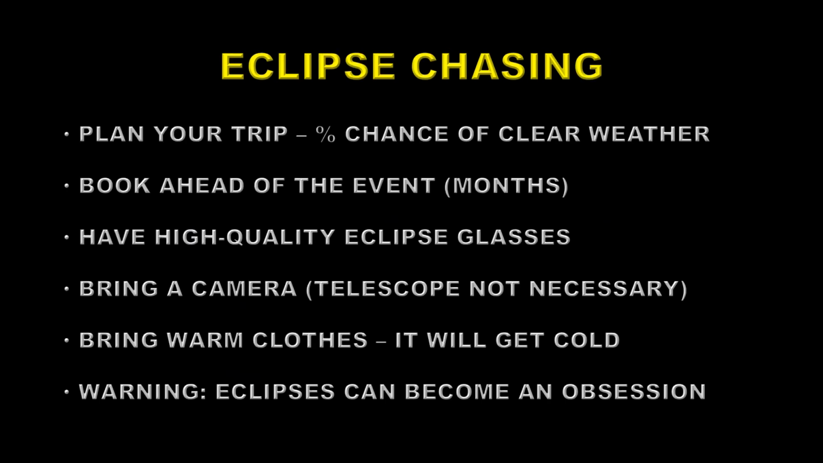Eclipse chasing can become quite a hobby, and to do it properly you need to plan your trip well in advance. And the major part of that is checking the places that will have the best chance of having clear weather. Then book ahead. Often you need months, sometimes years, to do that. For example, the eclipse of 2024 is going to go over Niagara, and if you've not booked a hotel there by now, you're not going to get into one.